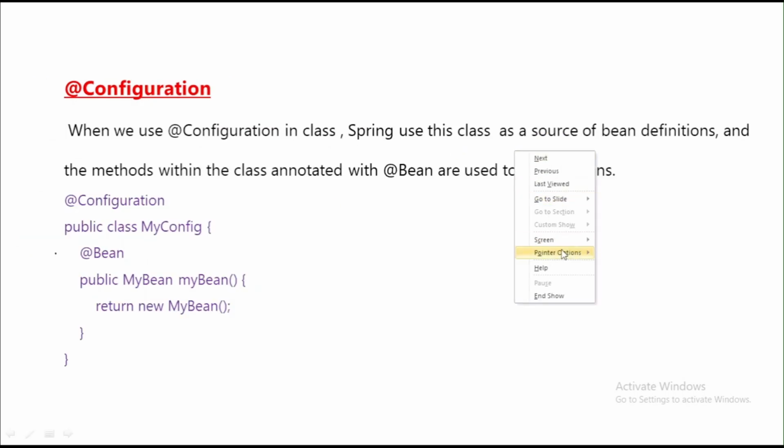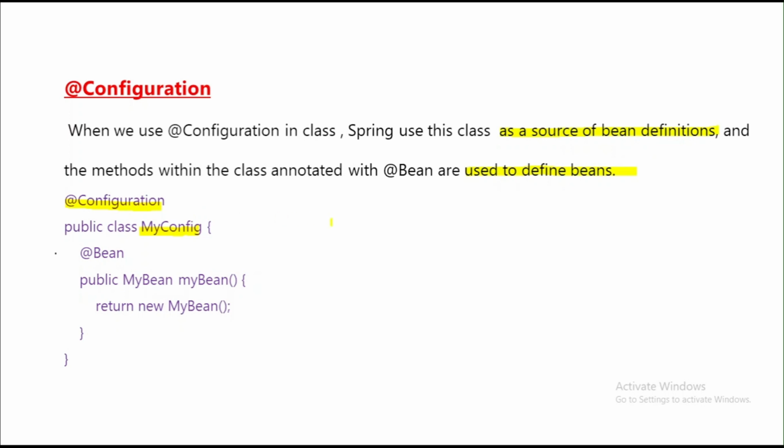@Configuration. When we use @Configuration on a class, Spring uses this class as a source of bean definitions, and the methods within the class annotated with @Bean are used to define beans. We have a class MyConfig, and we annotate this class with @Configuration, so it is considered a configuration class.